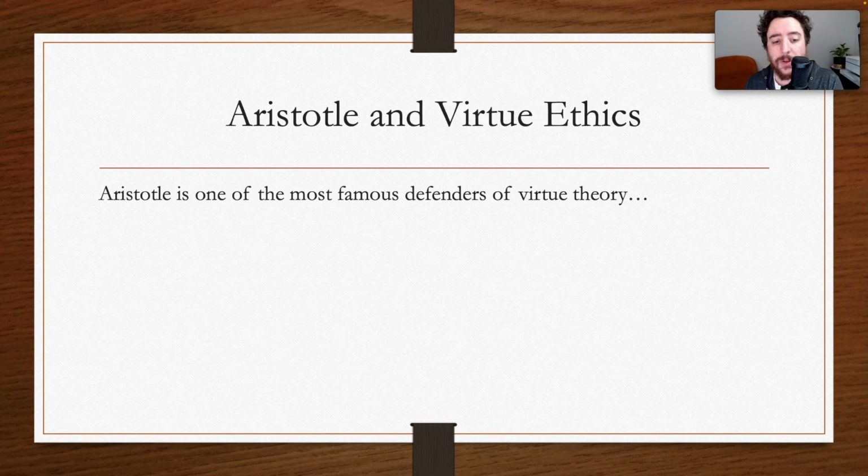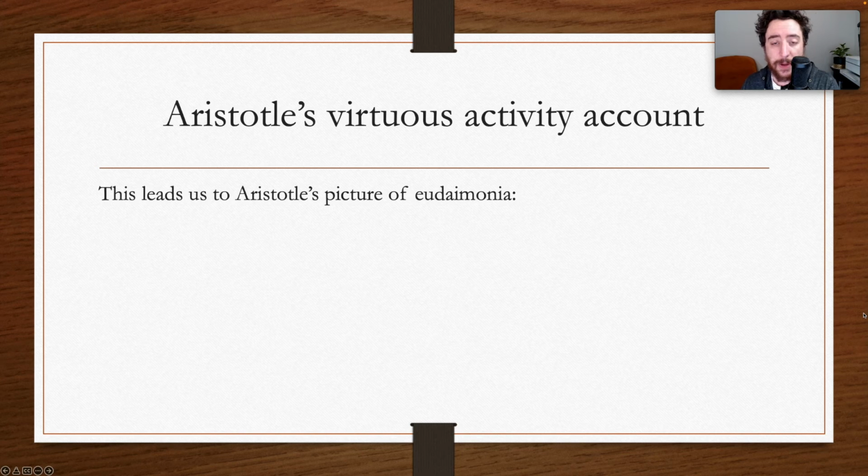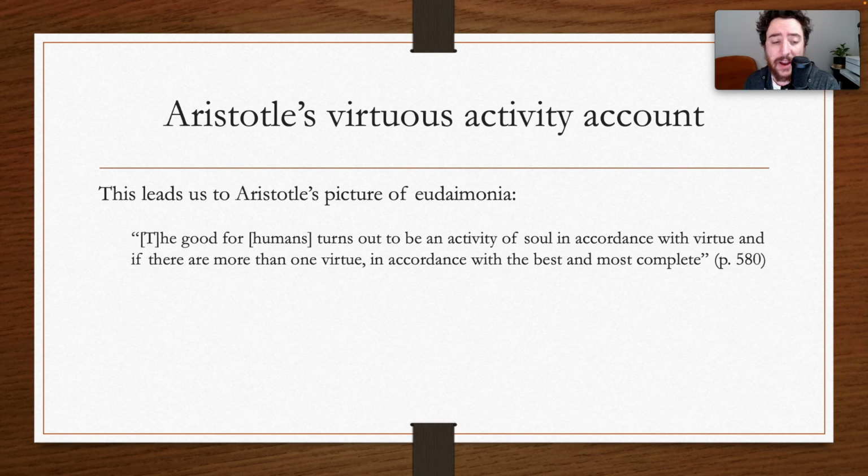So Aristotle is one of the most famous defenders of what's called virtue theory. Virtue theories are a family of theories that approaches ethical thinking by emphasizing and centering the concept of virtue. This leads us to Aristotle's picture of eudaimonia. According to Aristotle, the good for humans turns out to be an activity of soul in accordance with virtue, and if there's more than one virtue, in accordance with the best and most complete.